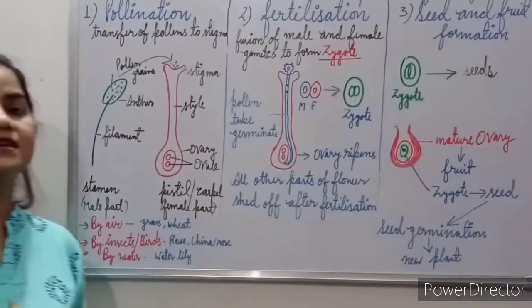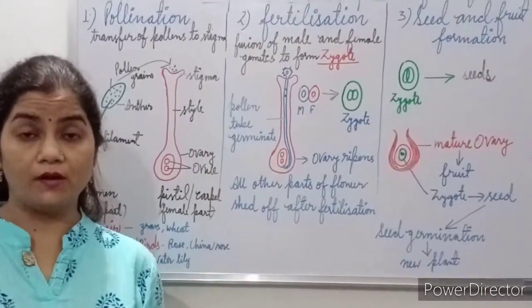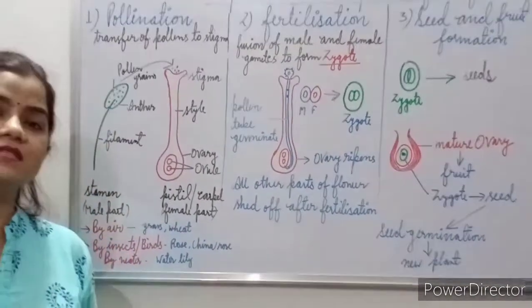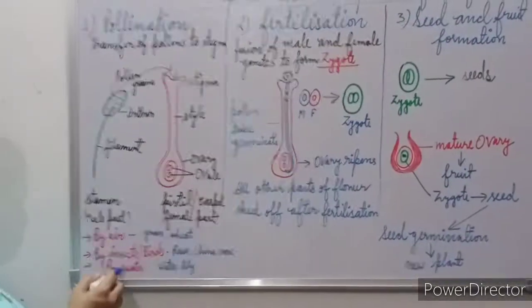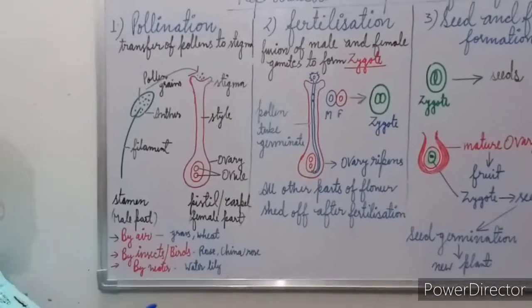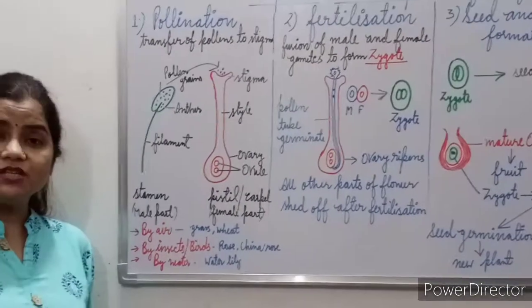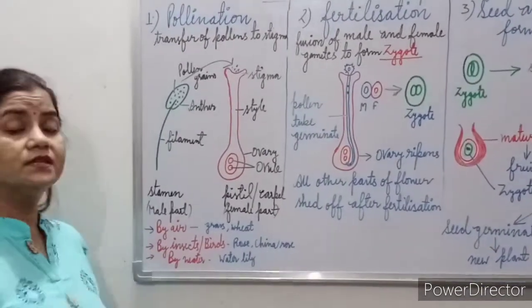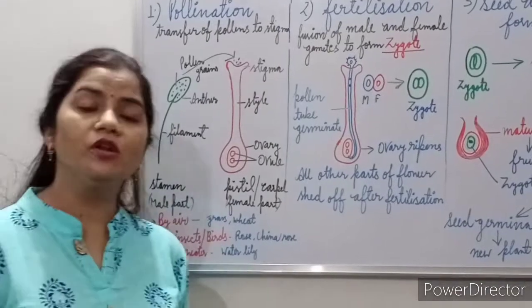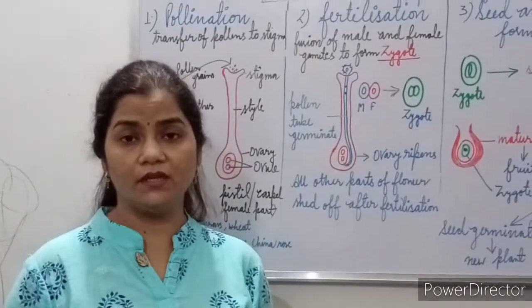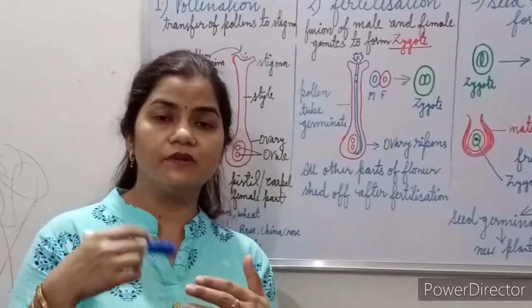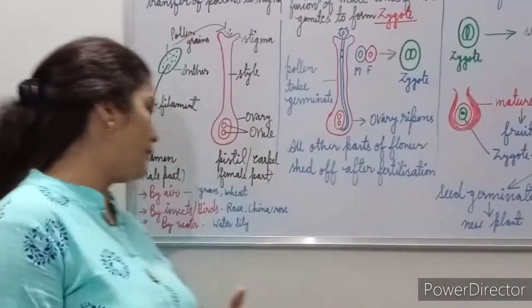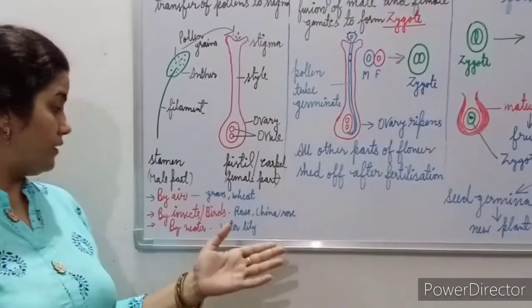Now, a few agents are required to complete this process. These agents we call pollinating agents. So here I have written on the board. With the help of this board you can see the first is pollination by air. Some plants are there in which the pollination is done with the help of air. In the air current, the pollen grains are transferred from one flower to another. For example, grass, for example, wheat.